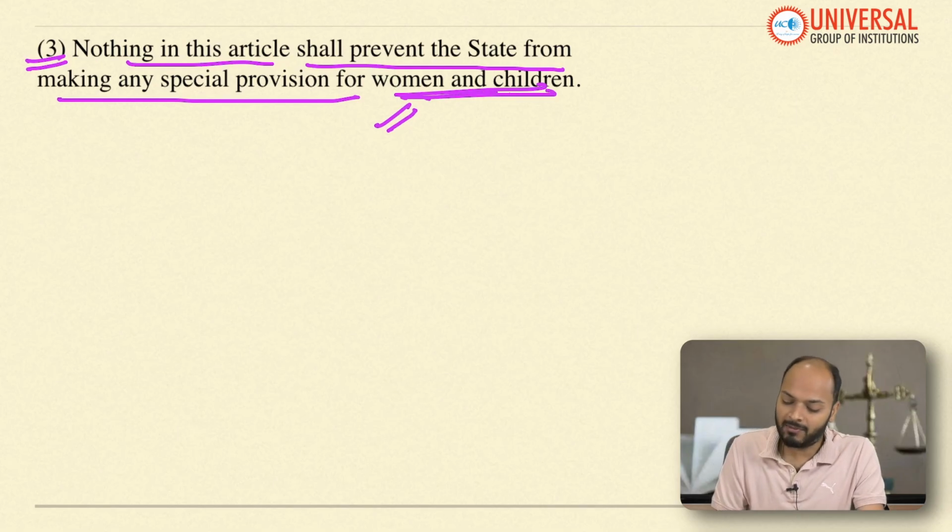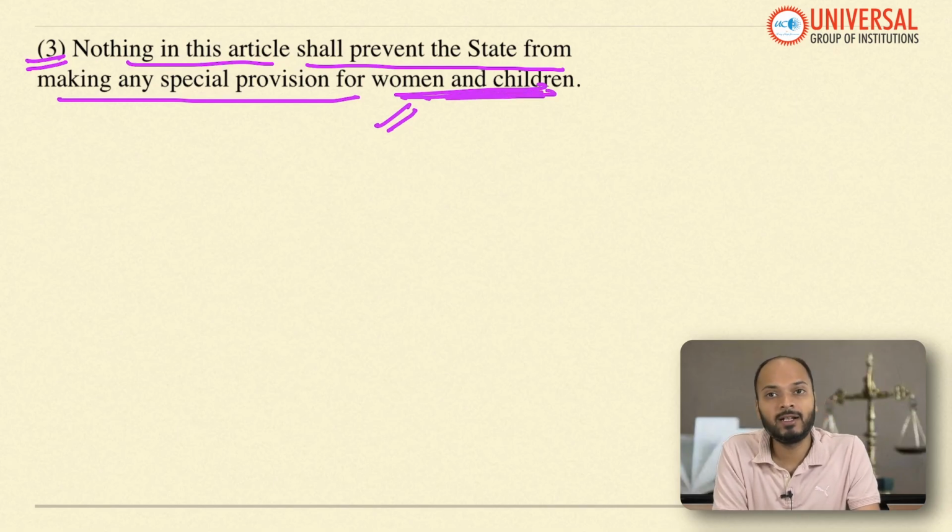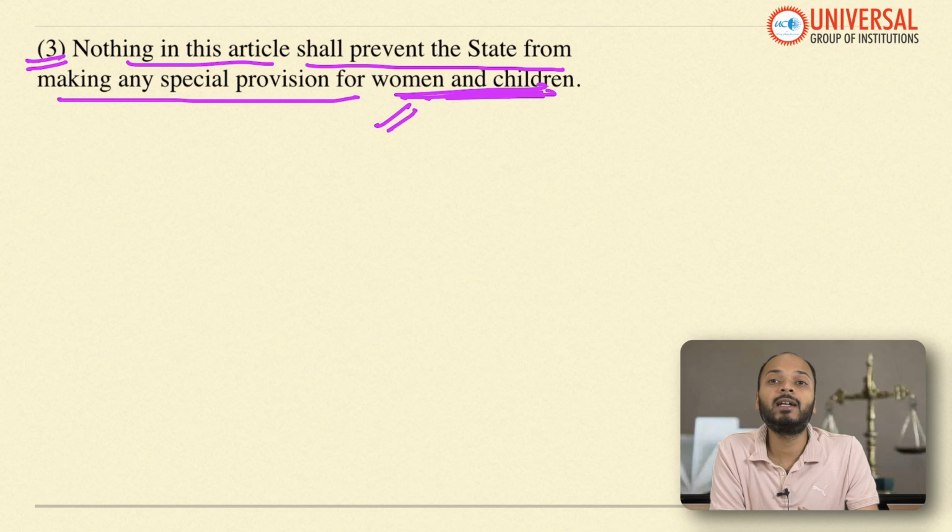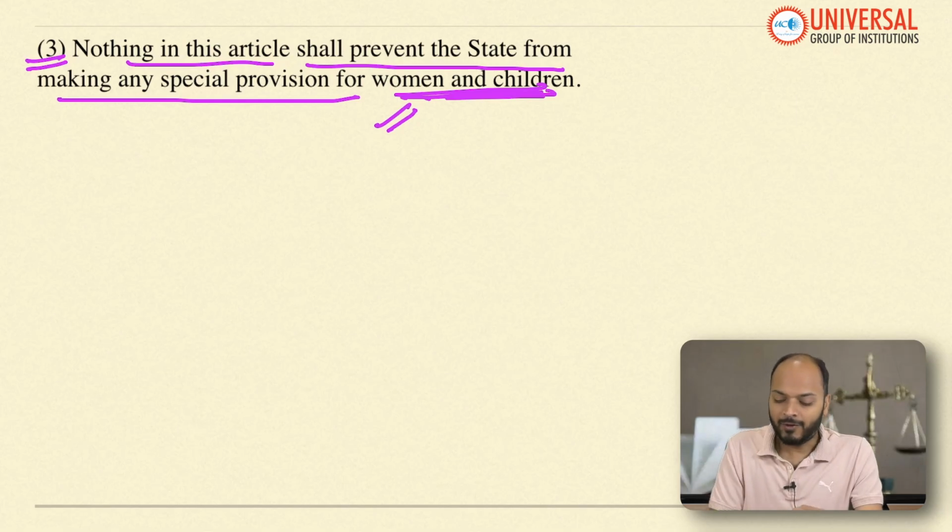So the state can make special laws for women and children, and that shall not be considered a violation of Article 15 subclause 1 or subclause 2. That is what 15(3) says. Moving forward, 15 subclause 4.